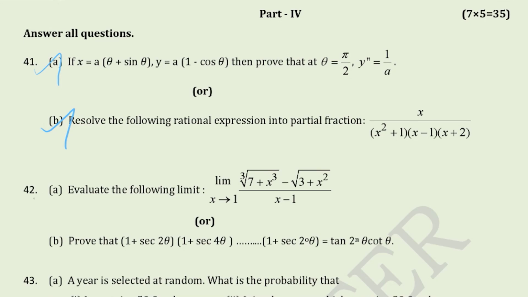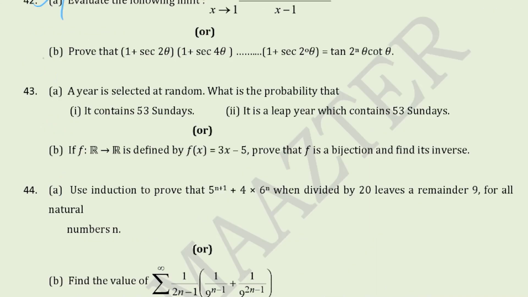Next, question number 42 A: evaluate the following limit, and a limit is given. And question number 42 B: prove the given trigonometric identity. Next, question number 43 A: a year is selected at random. What is the probability that first subdivision, it contains 53 Sundays, and second, it is a leap year which contains 53 Sundays. Next, question number 43 B: if f from R to R is defined by f of x equal to 3x minus 5, then prove that f is a bijection and find its inverse.